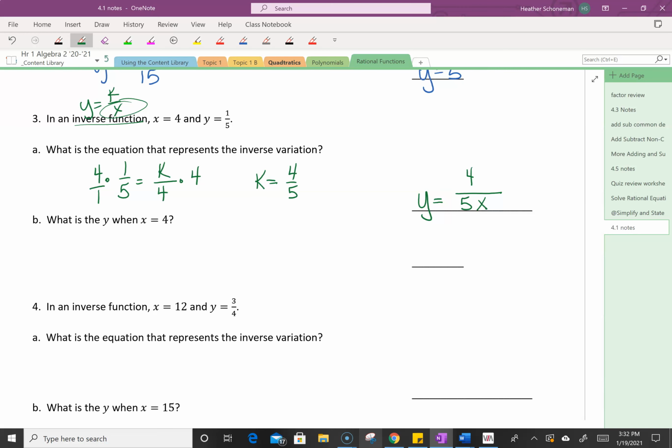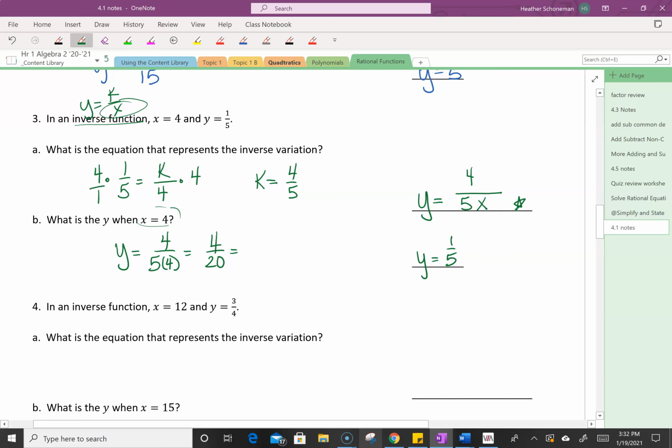All right, now let's figure this out for part B. Given this equation, what would it be if x is 4? So I'm going to plug that in. So I need to know y when x is 4. So I'm going to 5 times 4. So we have 4 over 20, which again reduces to y equals 1/5.